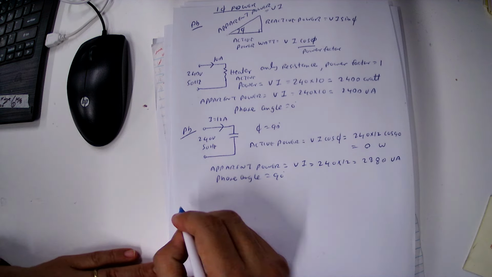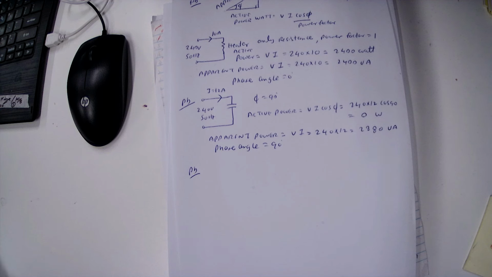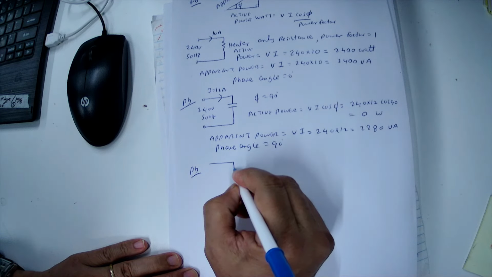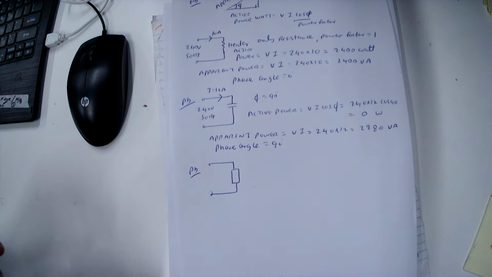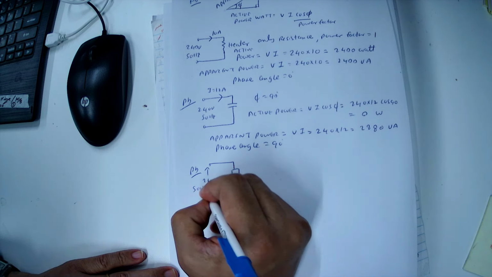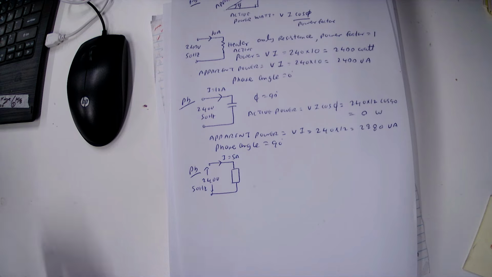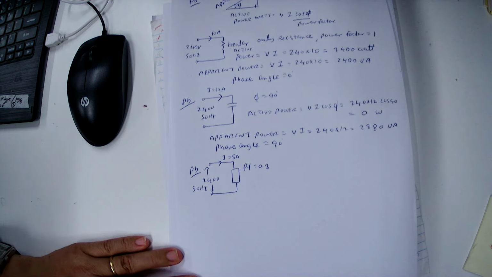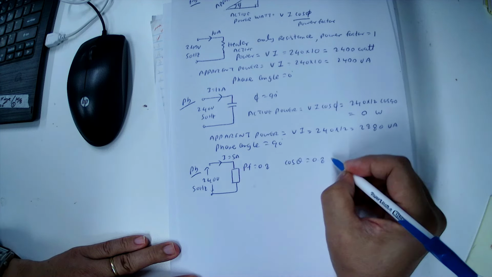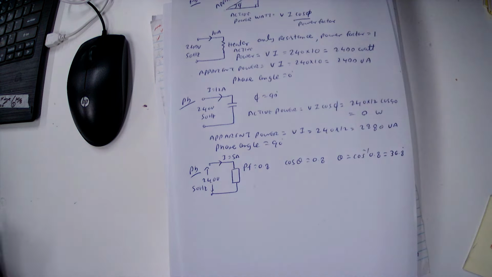And the next problem: we need to calculate for a single phase 240 volt 50 Hz circuit drawing 5 ampere from the power supply, operating at a lagging power factor of 0.8. So this circuit draws an electrical current of 5 ampere, the voltage is 240 volt, and 50 Hz. The power factor is 0.8. Power factor is cos theta. Cos theta is 0.8, therefore theta equals cos inverse 0.8, which is 36.8 degrees. This is the way we can calculate the angle.